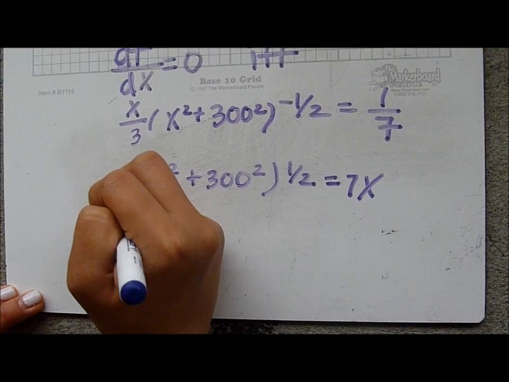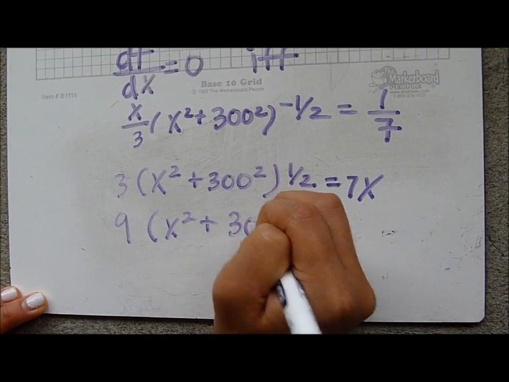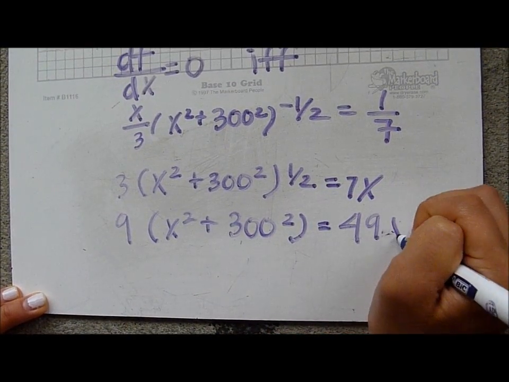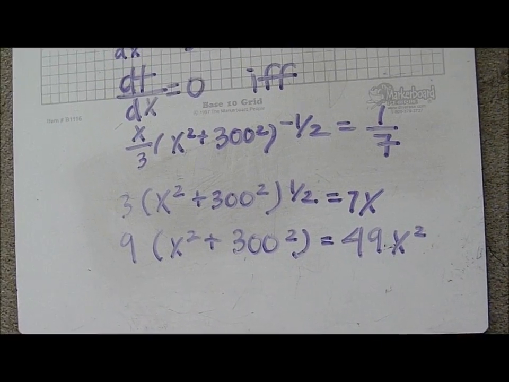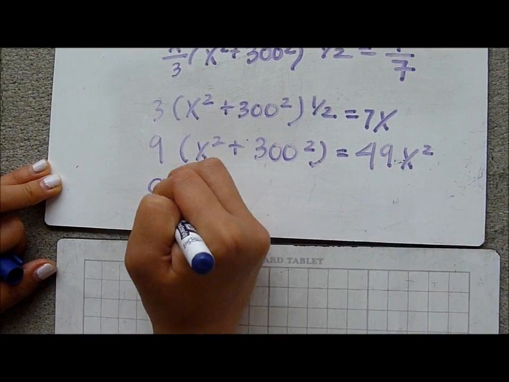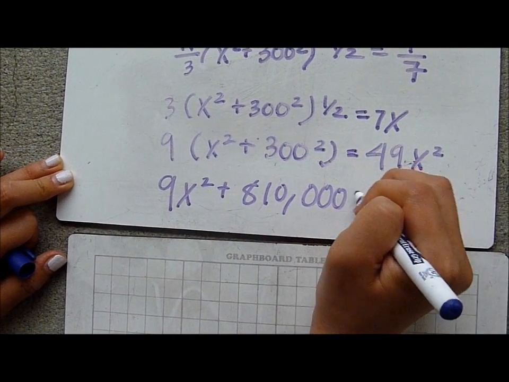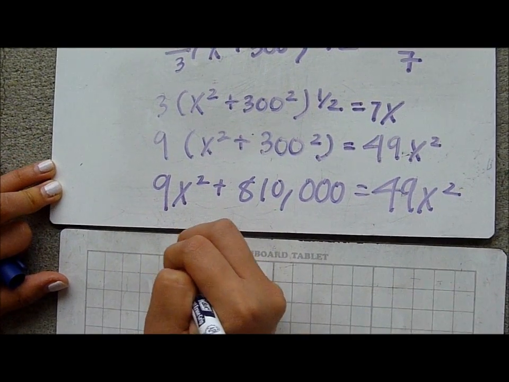Then, to eliminate the 1/2 exponent, you square both sides and end up with 9 times the quantity x squared plus 300 squared is equal to 49x squared. Distribute the 9 and solve for x.